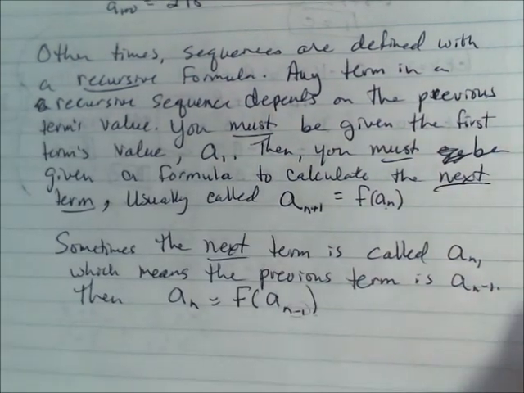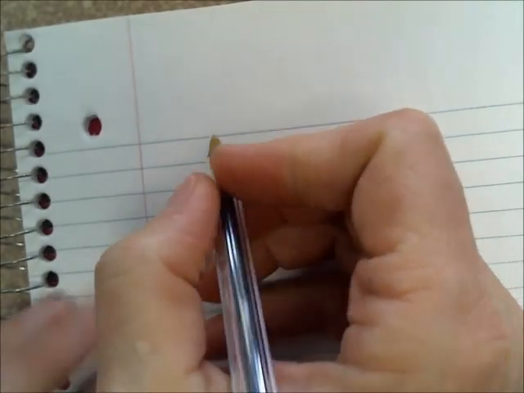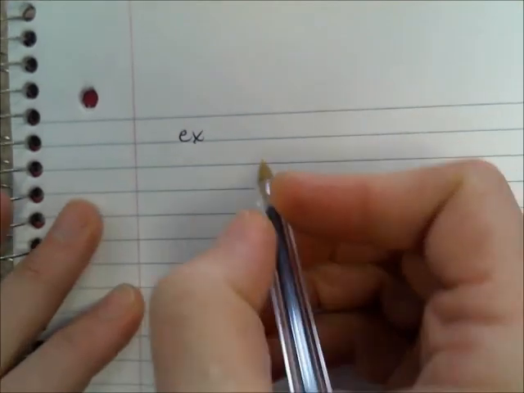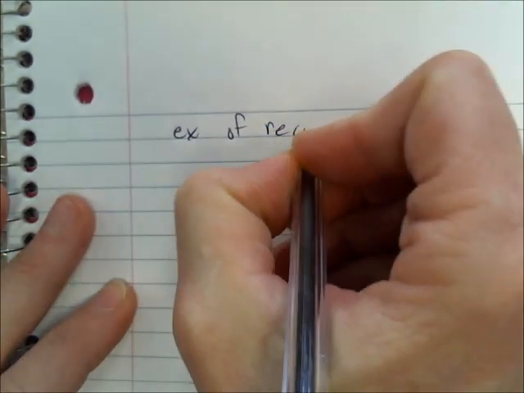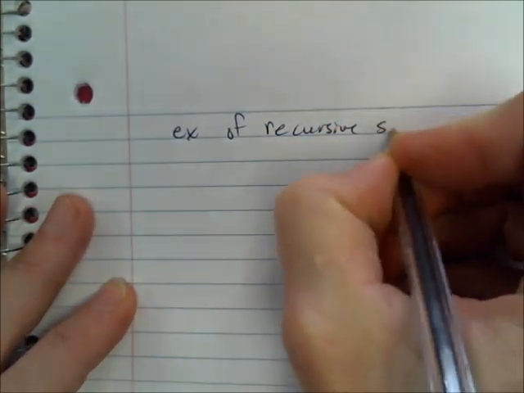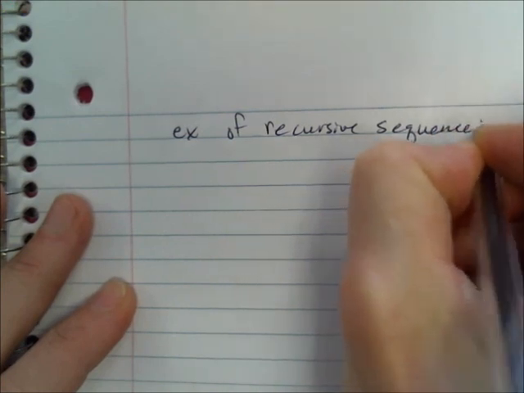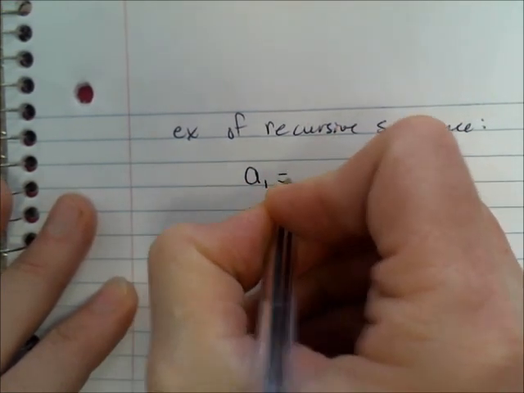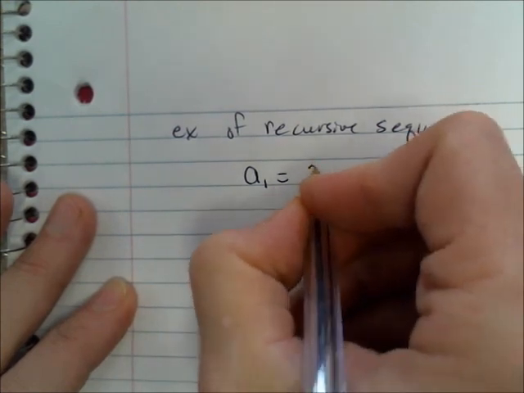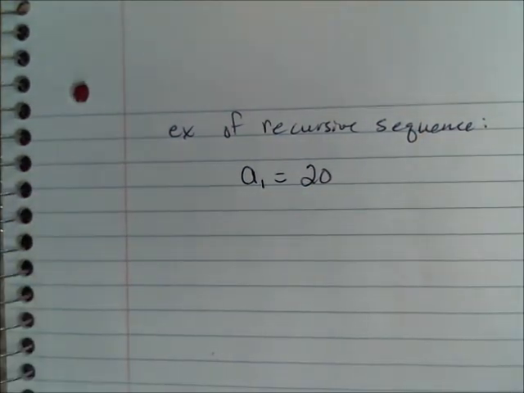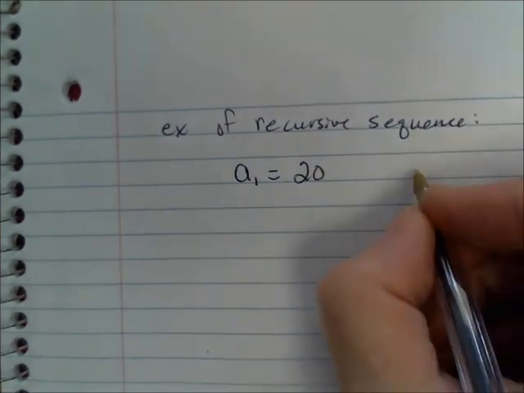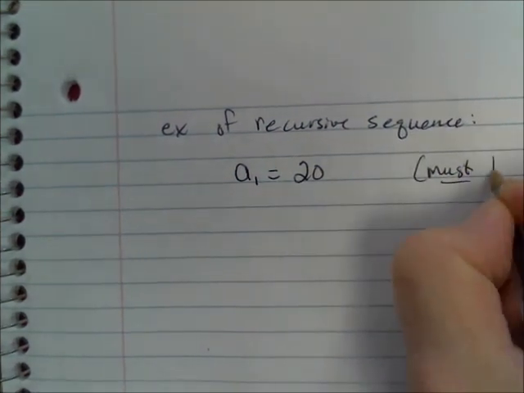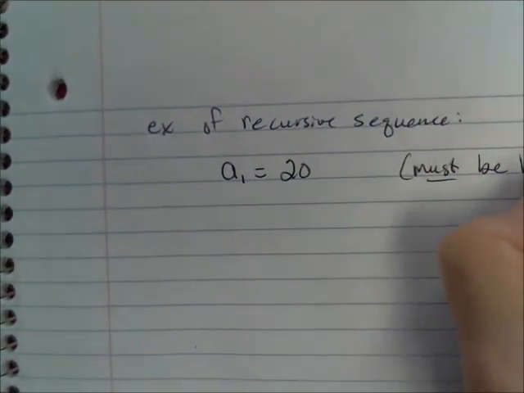All right. So let's do an example of a recursive sequence. Okay, you have to be given the first term's value. So I have to tell you what a sub 1 is. Let's say a sub 1 is 20, or the first term is 20. You must be given this, or else you don't know where to start.